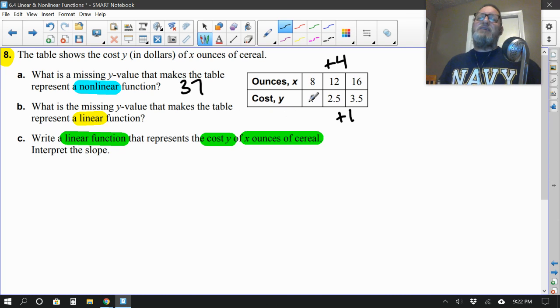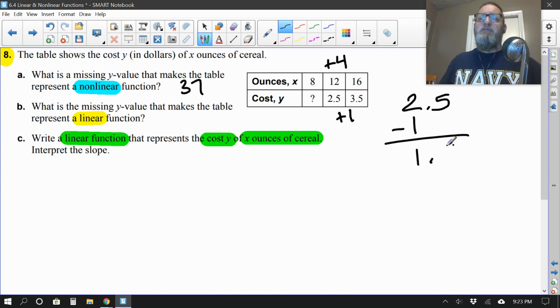Okay, so this is the one that has to be the exact constant rate of change. If this is increasing by 4 in my x's and my y's look like they're supposed to be increasing by 1, to backtrack it back to this first number, I would have to subtract 1. So 2.5 minus 1 is 1.5. There we go. This is money, so $1.50 would be the amount for 8 ounces.